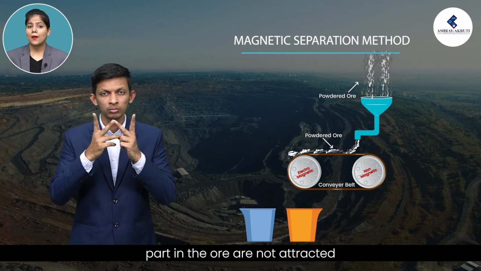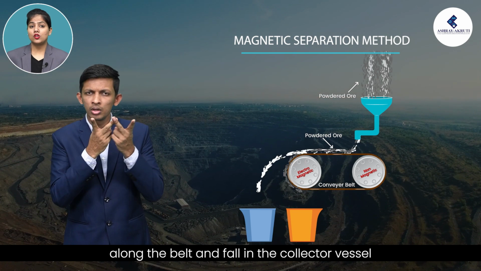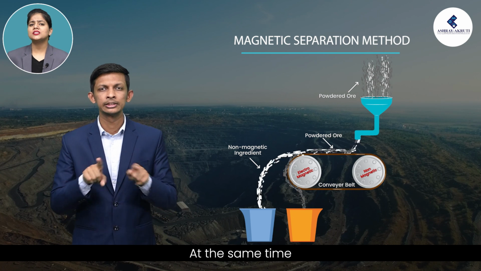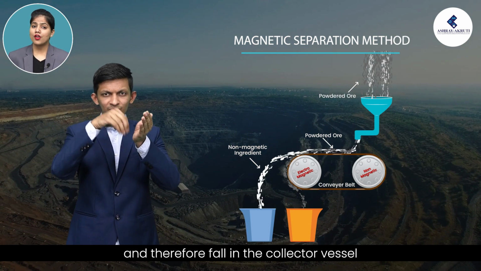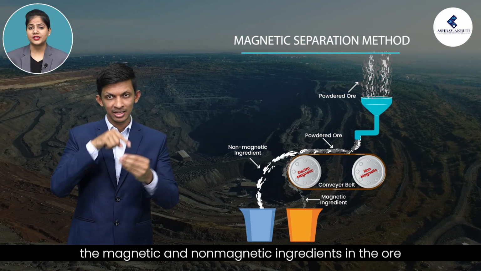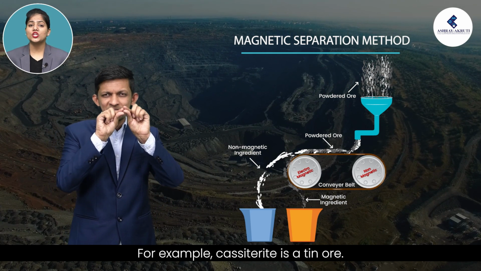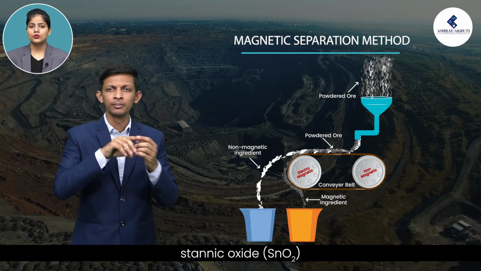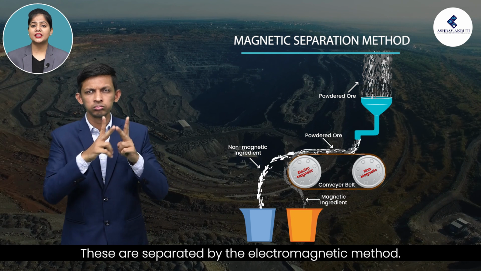The particles of the non-magnetic part in the ore are not attracted towards the magnetic roller. Therefore, they are carried further along the belt and fall in the collector vessel placed away from the magnetic roller. At the same time, the particles of the magnetic ingredients of the ore stick to the magnetic roller and therefore fall in the collector vessel near the magnetic roller. In this way, the magnetic and non-magnetic ingredients in the ore can be separated depending on their magnetic nature. For example, cassiterite is a tin ore. It contains mainly the non-magnetic ingredient stannic oxide, SnO2, and the magnetic ingredient ferrous tungstate, FeWO4. These are separated by the electromagnetic method.